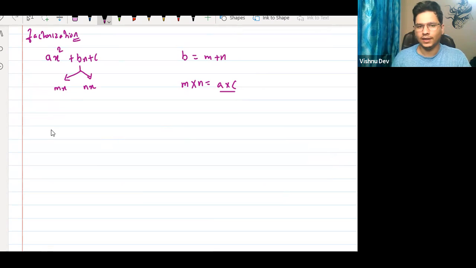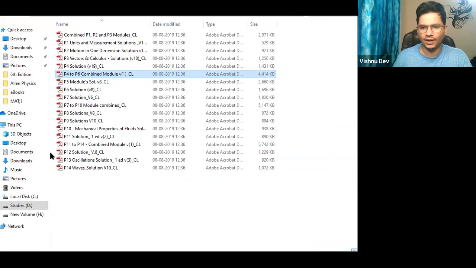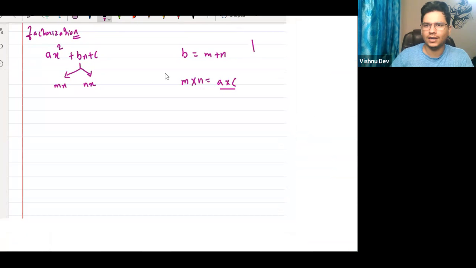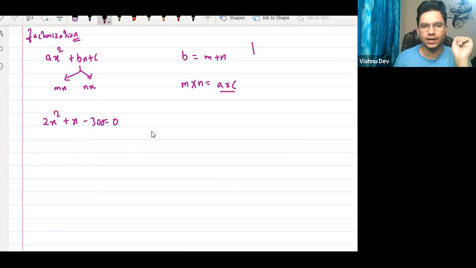So let us see what is the equation. I hope all of you remember the equation. It is 2x square plus x minus 300. So let us write the equation: 2x square plus x minus 300 is equal to 0. Now here you have to identify what is b and what is a into c. Step by step, everyone should follow.